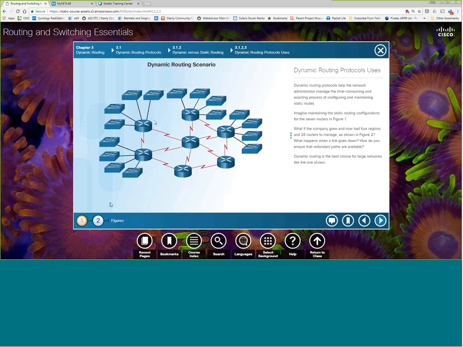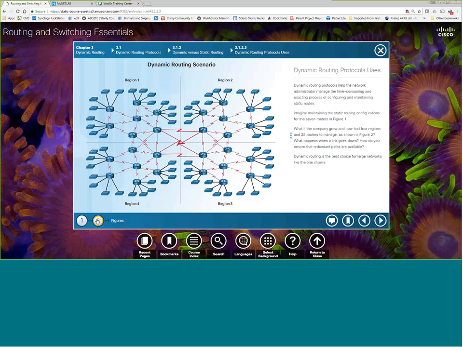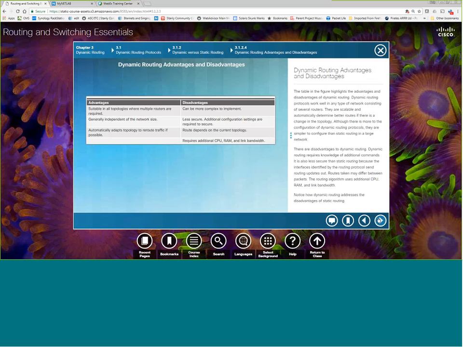This would be a nightmare with static routes. This would be even worse. Is it impossible? No. You could do it, but it would not be something that would be very resilient, and it wouldn't be able to adapt to change well. So we're going to look at doing some dynamic routing protocols.